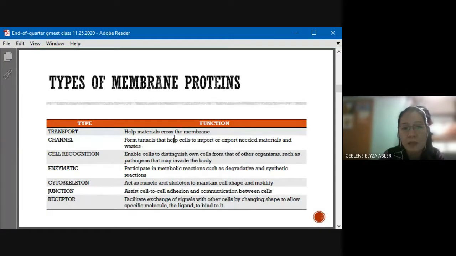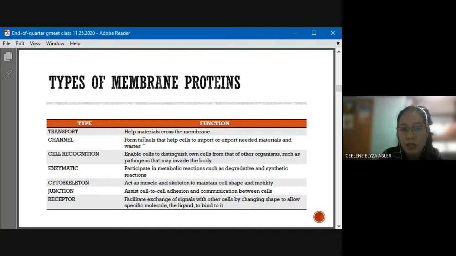The key term for this is cross the membrane. So meron tayong cross, means they can transport substances from one side of the cell, like the extracellular, towards the intracellular space, or intracellular towards the outer na space, which is the extracellular space of the cell. We have also the channel proteins.